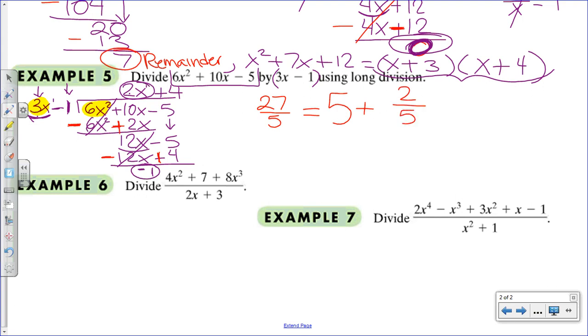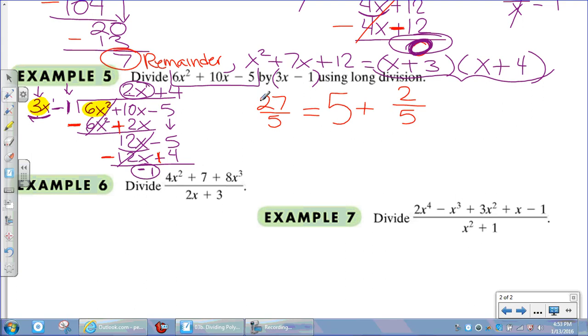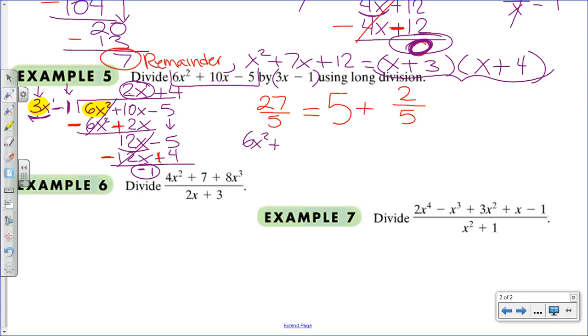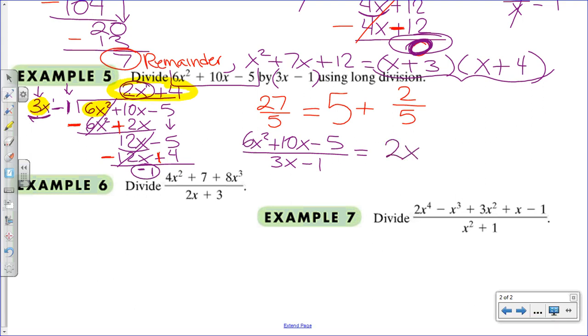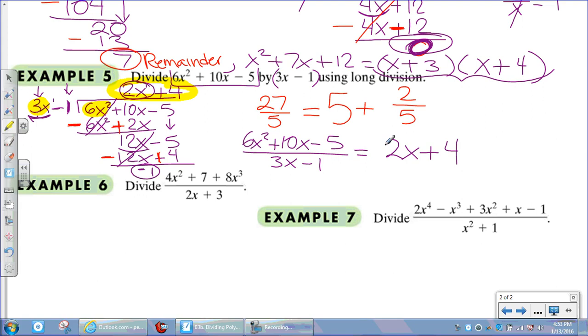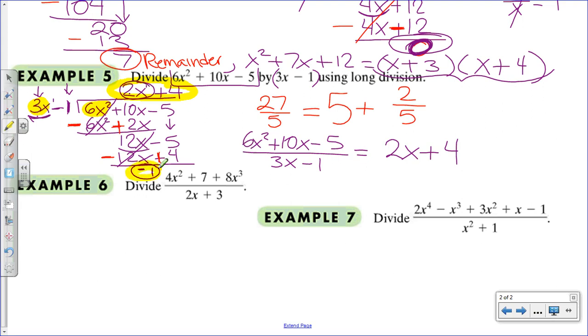Okay. Now I'm going to do the same thing with the polynomial. So this will be 6x squared plus 10x minus 5 divided by 3x minus 1. And so the answer will be what we got for the quotient, 2x plus 4. But then we still need to account for this remainder, which is a negative 1. Now, it's not just going to be negative 1 by itself, but just like we did here with the mixed fraction, it will be negative 1 divided by 3x minus 1.